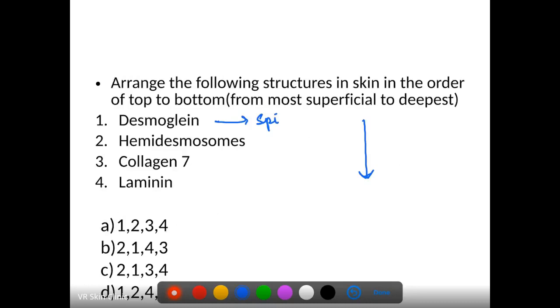So let's come back to this question. Desmoglein is in the stratum spinosum layer. Hemidesmosome was seen connecting the basal layer to the basement membrane zone. Okay, collagen 7. Where was collagen 7? Can someone tell me?